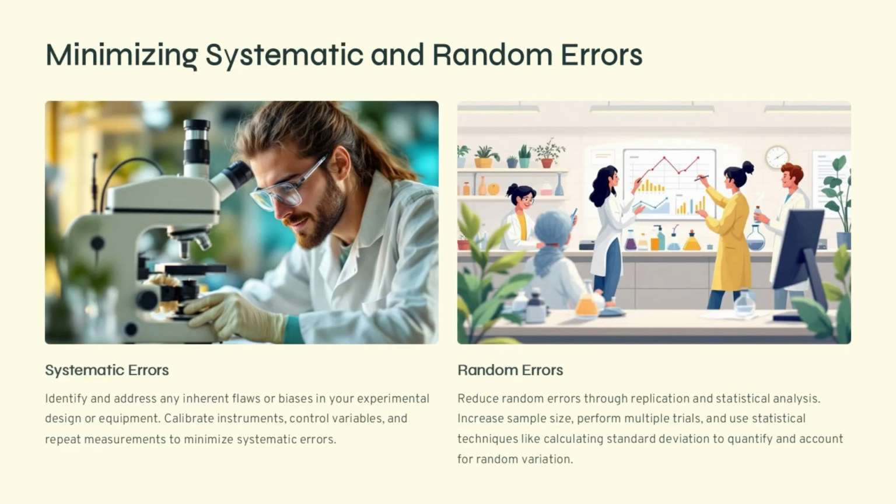Systematic errors are inherent flaws or biases in your experimental design or equipment. To minimize these, you should calibrate instruments, control variables, and repeat measurements. Random errors are the natural variation that occurs in measurements. To reduce random errors, you should increase sample size, perform multiple trials, and use statistical techniques like calculating standard deviation to quantify and account for the variation. By addressing both systematic and random errors, you can improve the accuracy and reliability of your experimental results.